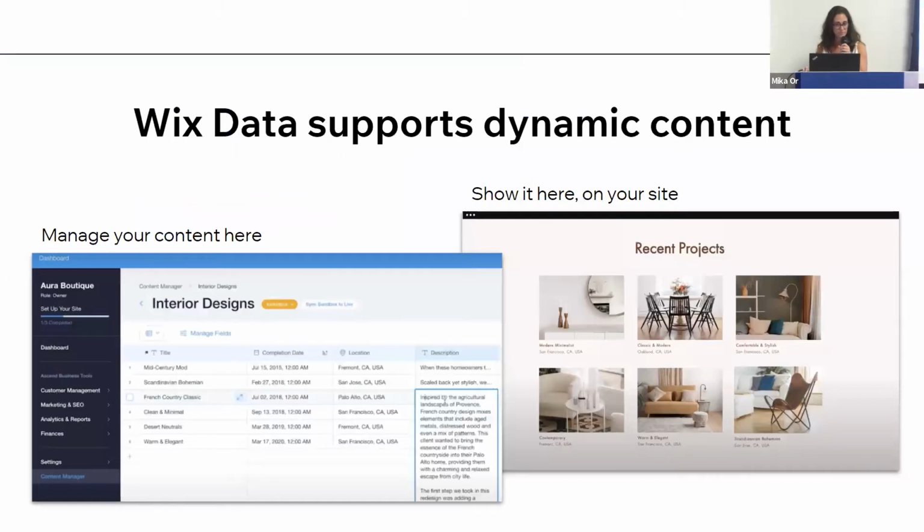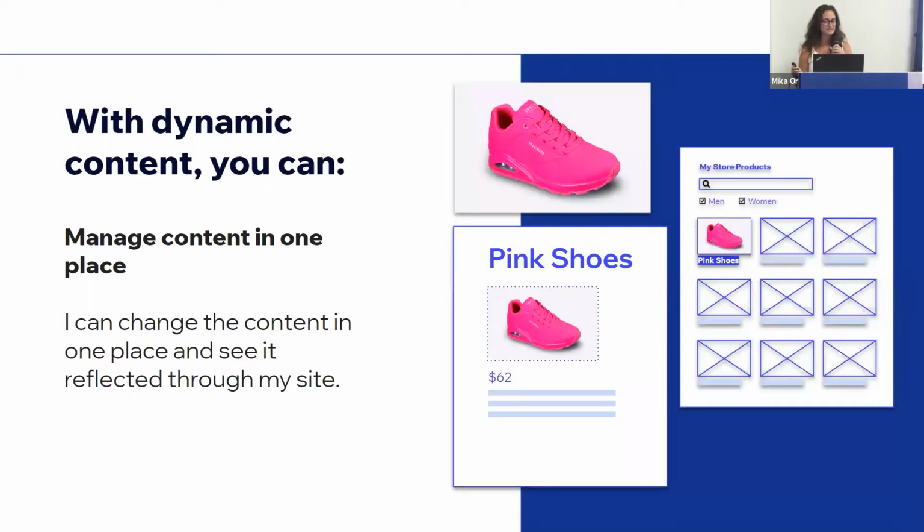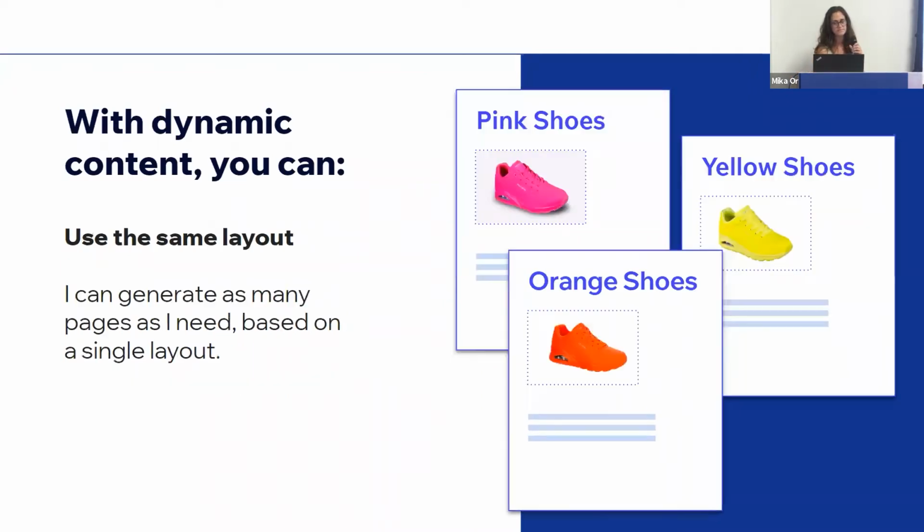Wix Data supports dynamic content. It allows you and your collaborators to manage content separately from design. So every time you want to add new content to your site, all you have to do is add a new item or row to the collection, which is that database table you see on the left. With dynamic content, you can change content in one place, and that change applies anywhere it appears on the site, like with these pink shoes. This is exactly what happens if you have, for example, an e-com site. But with dynamic pages, you can design everything just the way you like it.